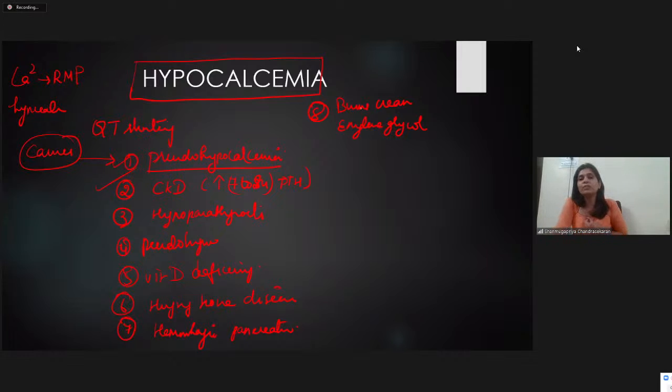And what are the causes of hypocalcemia? It is pseudo-hypocalcemia most commonly, apart from that chronic kidney disease. Reason is 1-alpha hydroxylase activity is low and there is parathormone resistance. And then apart from this, we have hypoparathyroidism, pseudo-hypoparathyroidism, vitamin D deficiency, hungry bone disease, hemorrhagic pancreatitis. Very rarely burns cream containing ethylene glycol can cause hypocalcemia.